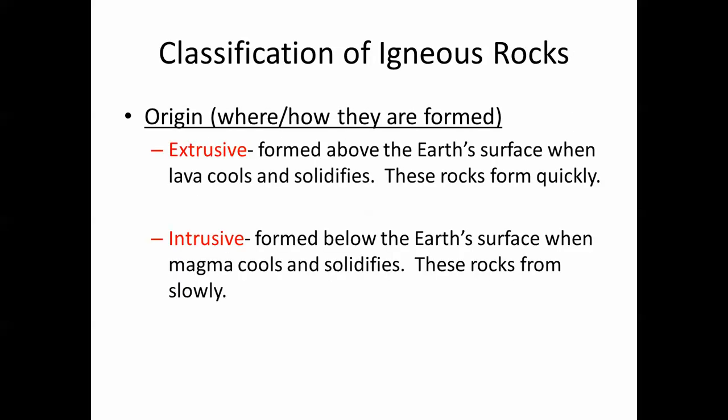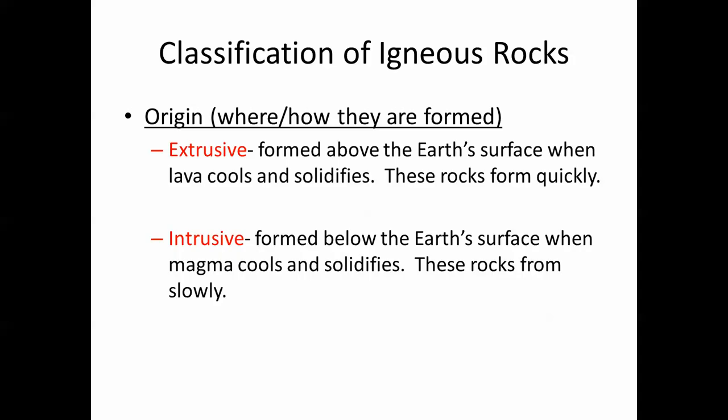The way geologists classify igneous rocks is based on how and where they formed, so their origin. An extrusive, and you know ex means out or outside of, an extrusive igneous rock means that the magma cooled above the Earth's surface. And when it does that, it's coming from inside the Earth to the outside of the Earth, and so it's cooling pretty quickly because there's a big temperature difference. So it is cooling and solidifying pretty quickly.